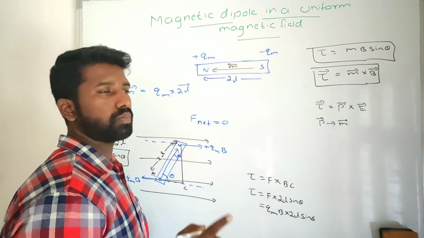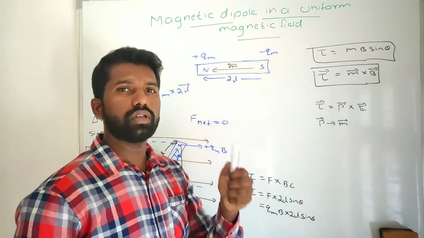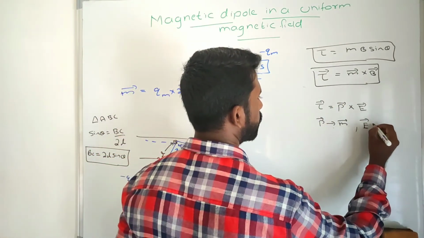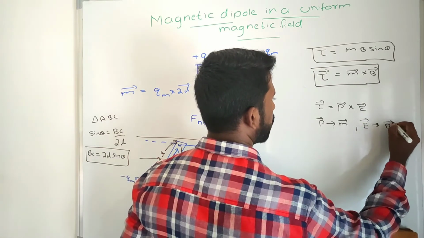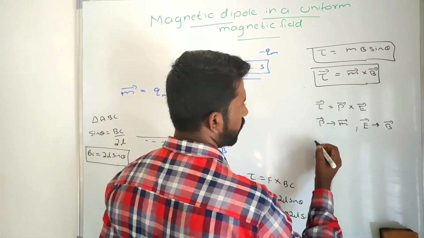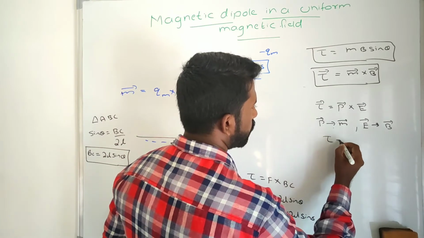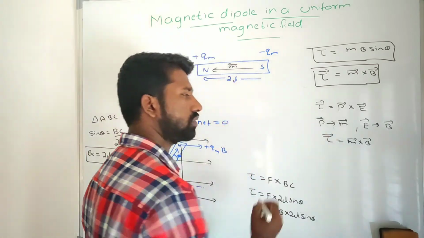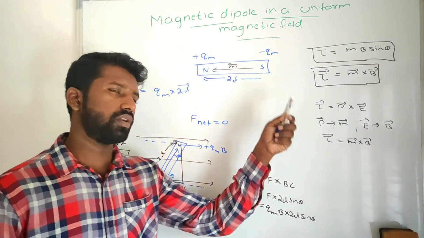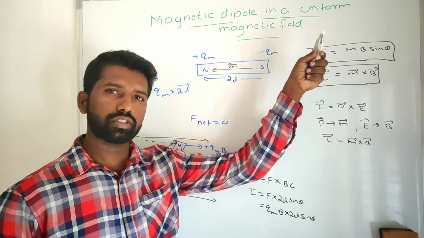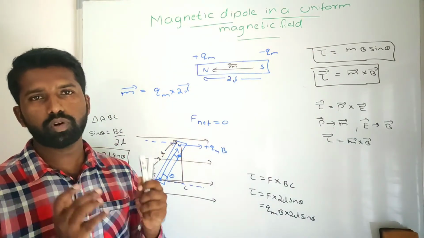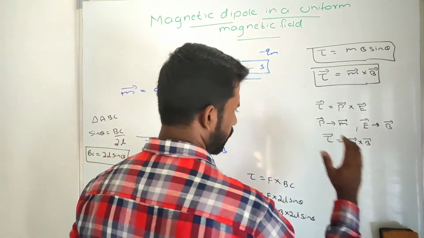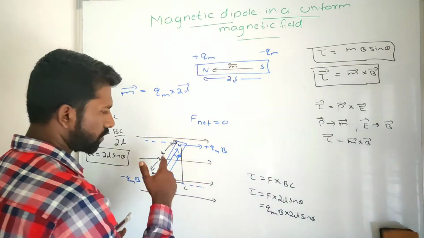P is the electric dipole moment, that is you can change it to the magnetic dipole moment, and E you can change it to the magnetic field. Okay, so from this you will get the torque is equal to M cross B. This is the way also you can find out the torque acting on the magnetic dipole placed in a uniform magnetic field. Okay, then what about the direction of this torque?